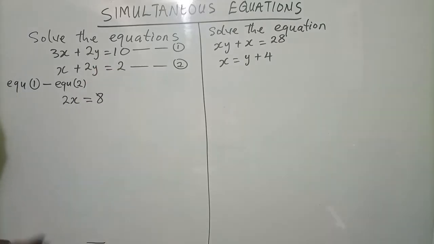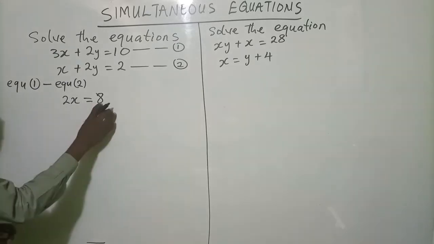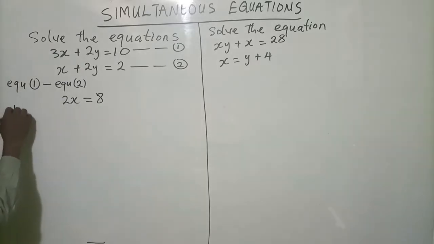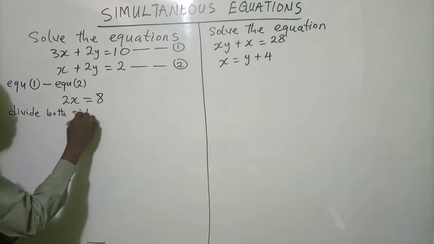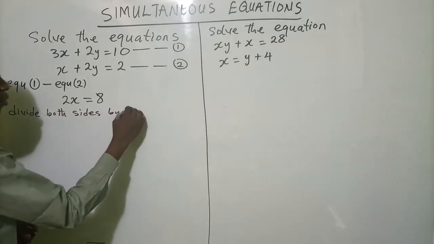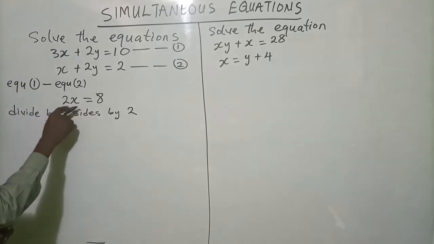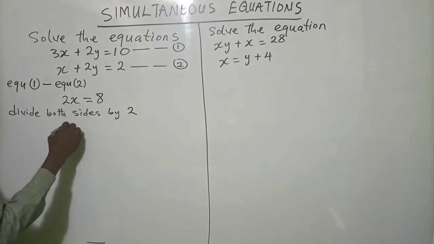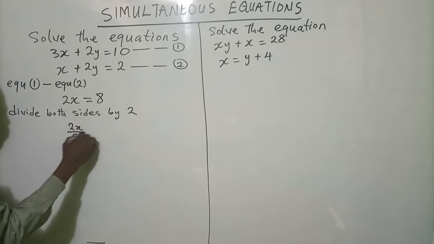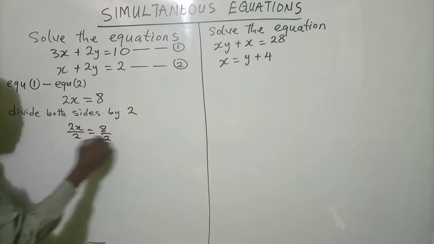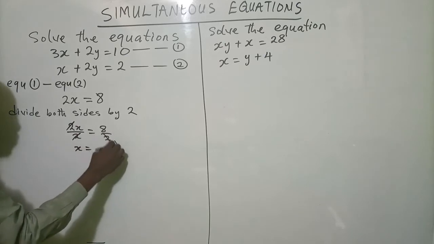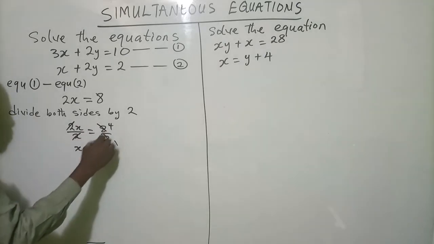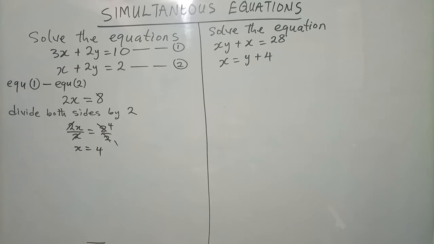What will I do from here? I will divide both sides by 2. Remember, 2 is the coefficient of x here. So 2x divided by 2 is equal to 8 divided by 2. 2 here 1, 2 here 1. So x equals, how many 2 do you have in 8? It is 4. So that means that x is equal to 4. So I've gotten the value of x.